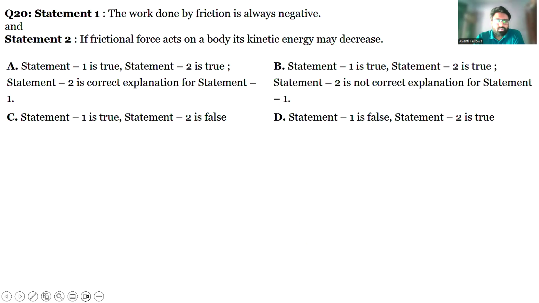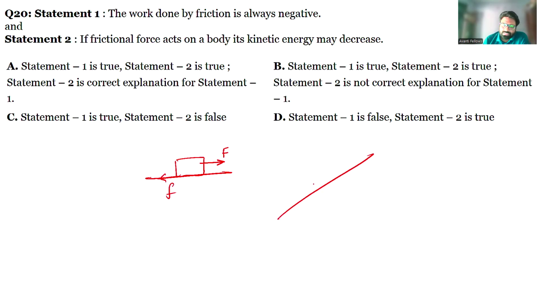Okay, in this question, two statements are given. The first is the work done by friction is always negative. The second statement is if frictional force acts on a body, its kinetic energy may decrease. Look, the work done by friction. Suppose we have a block and this block is moving in this direction. So frictional force will act in the opposite direction. Suppose this particular block is moving on an incline and it is moving downward. So frictional force will be applied on the upward side.